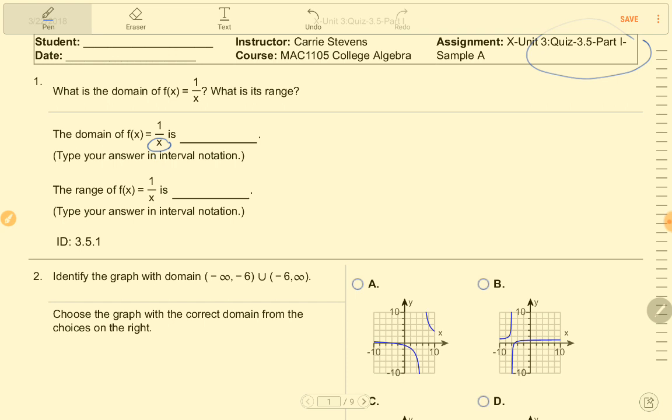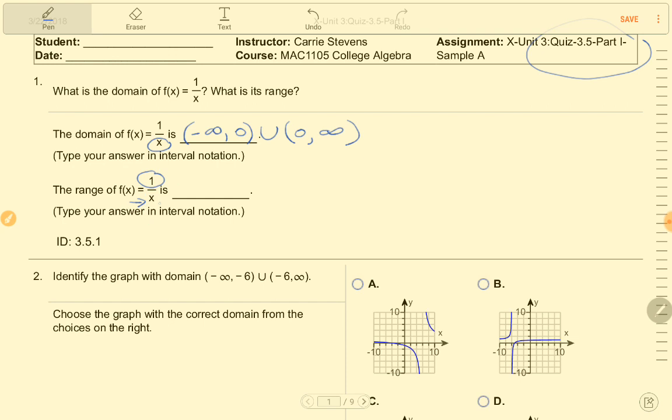So the domain in interval notation would be negative infinity to 0, not including, and then from 0 to infinity. So we have a union here. The range, though, can be anything also except for 0. And that's because you have a constant in the numerator. When you divide by a variable, that can take on any number except for 0, of course.